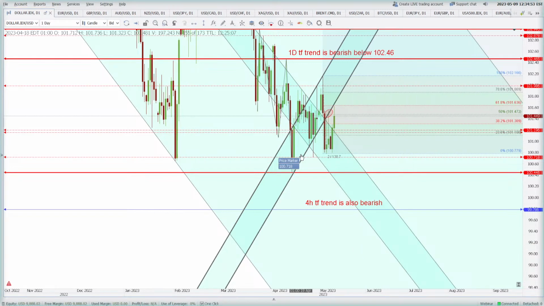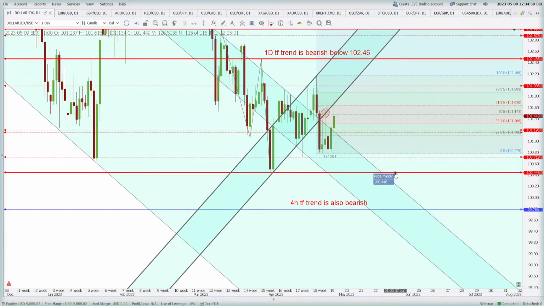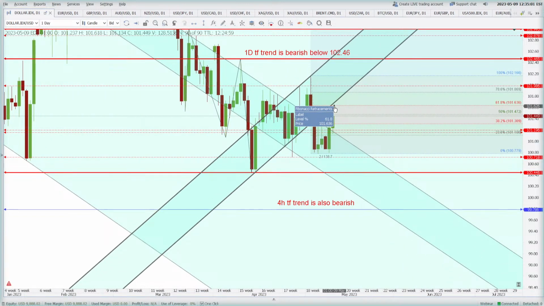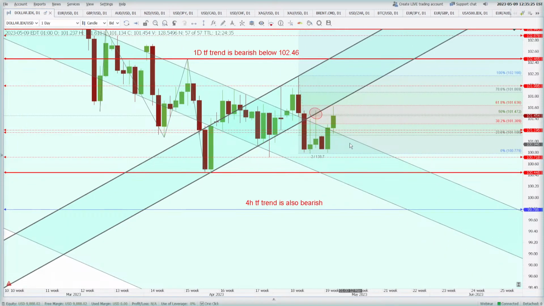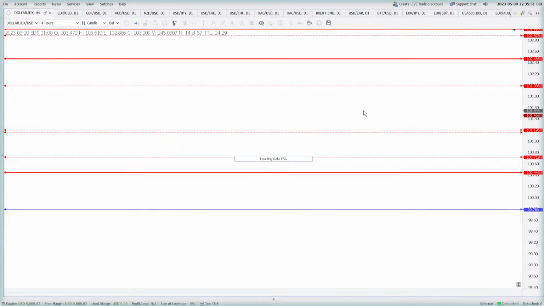Okay, now like I have written, below 102.46 it is bearish, so at every rise you should look for a selling opportunity. And from this fall that the price has taken just in these 2 days, from 2nd of May to 3rd of May and even to 4th of May, 50% of this fall is around 101.47 and 62% is around 101.63. And you see the price came in between these two areas and it got rejected on the 4 hourly.